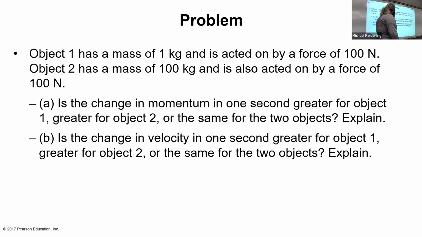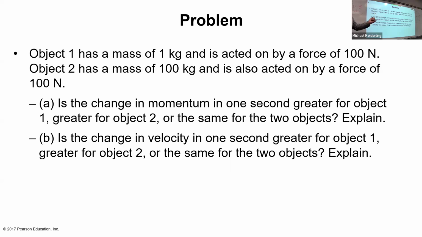So the change in momentum will be the same for both objects, because the sum of all the forces equals change in momentum over change in t. So force times delta t equals delta momentum. Force is 100 newtons. Time is 1 second. That equals the change in momentum. That'll be the same for both objects.